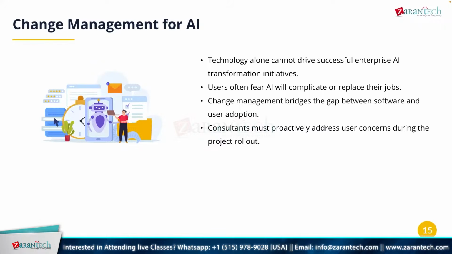So the typical resistance you'll face from the functional team is, for example: I don't trust AI recommendations. This will replace my job. Our system doesn't understand the real business. These kinds of things will be there.